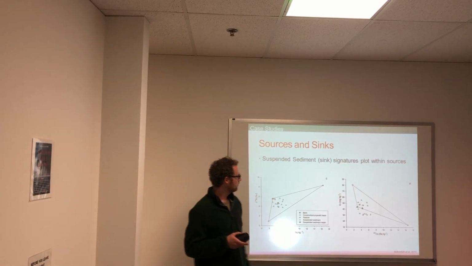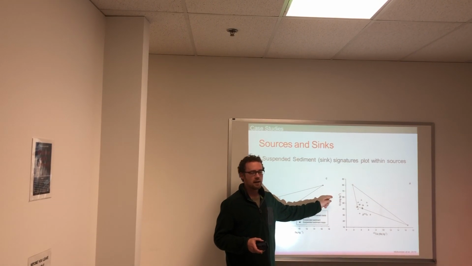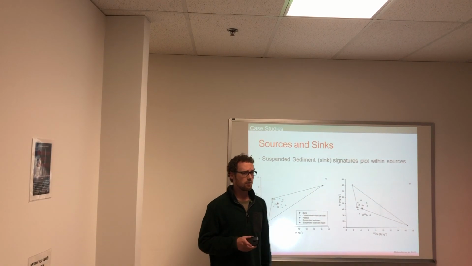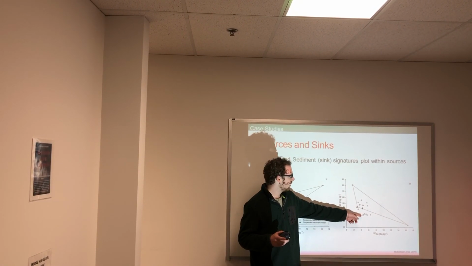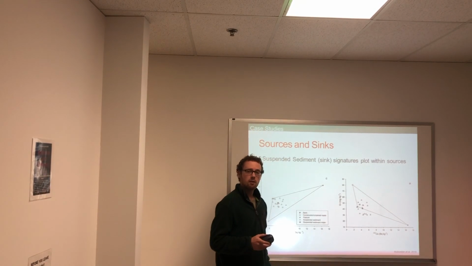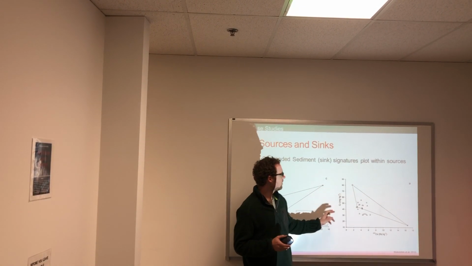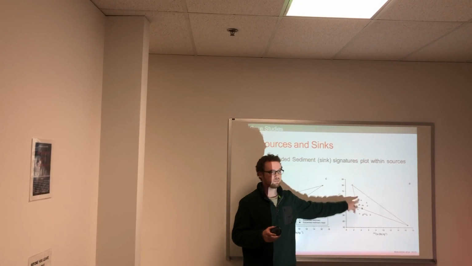Now conversely, it was found that chromium is a non-conservative tracer. It's not a good tracer in the system. That's because, as you can clearly see, the signature of suspended sediments falls outside of this characteristic triangle.